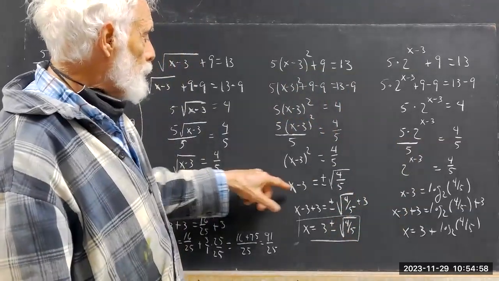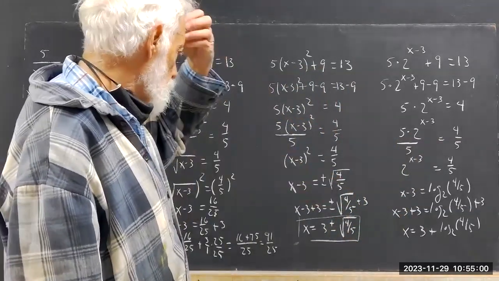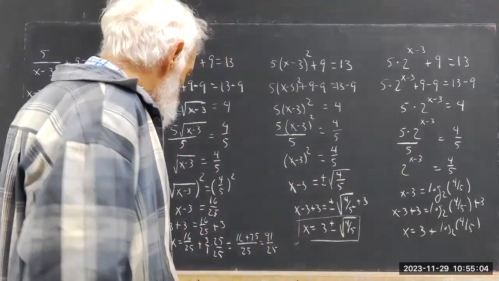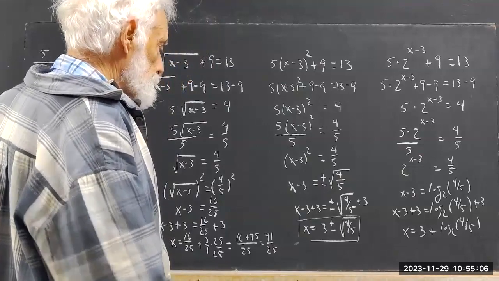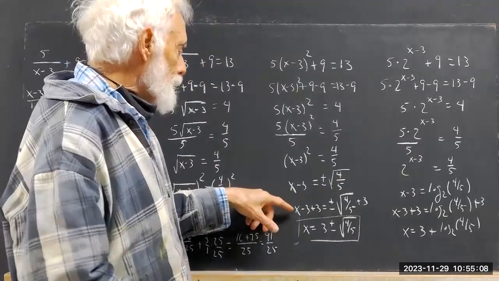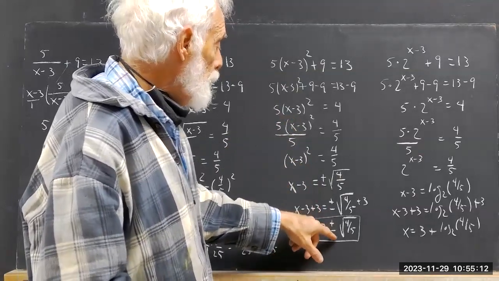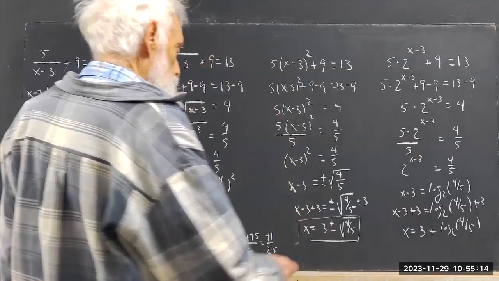Okay, so we get x minus 3 equals plus or minus the square root of 4/5. Well, we add 3 to both sides, get rid of the 3. We get x equals 3 plus or minus the square root of 4/5.